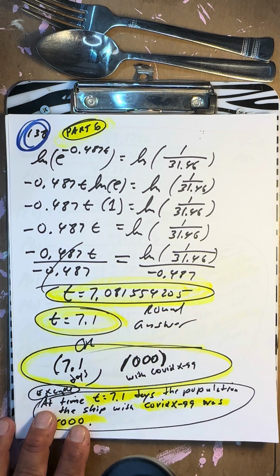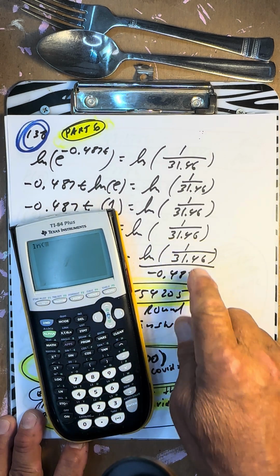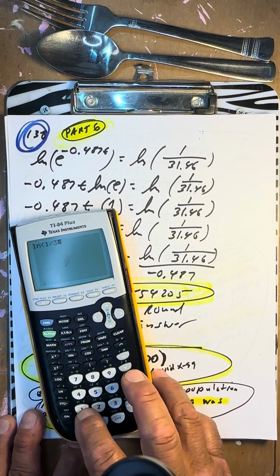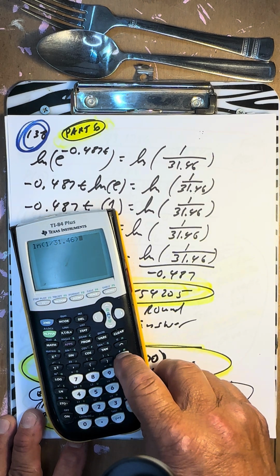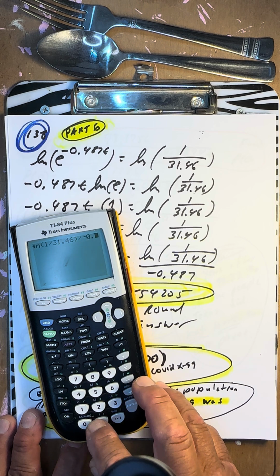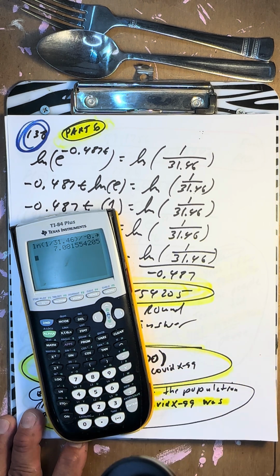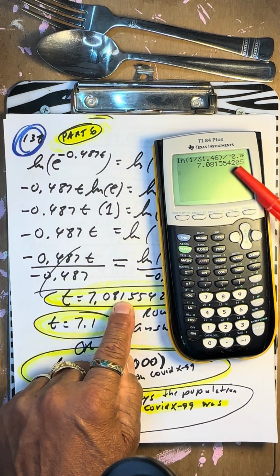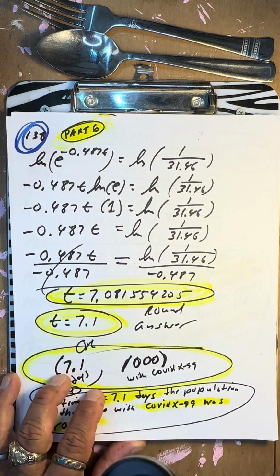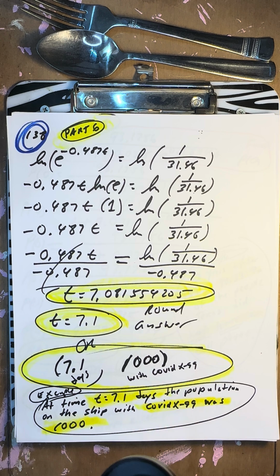Okay, we're doing the calculator. Sure, why not? ln of 1 divided by 31.46 divided by negative 0.487 is 7.0815. Yep, same number. So now round it. 7.1. So in 7.1 days, there will be 1,000 with COVID X99. So at time t equals 7.1 days, our population of the ship with COVID X99 was 1,000.